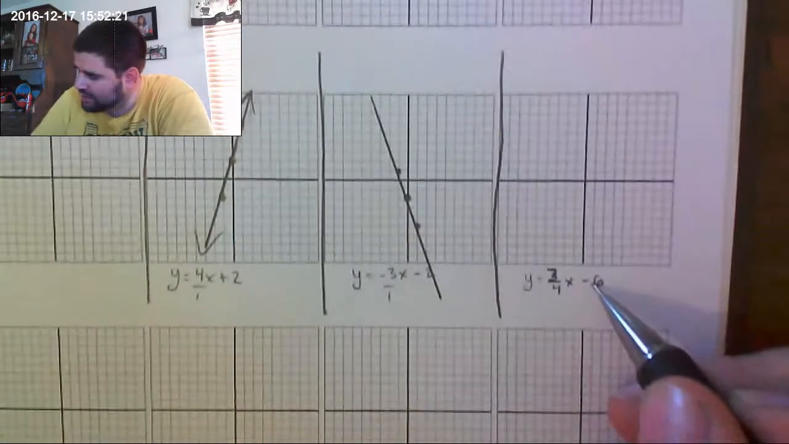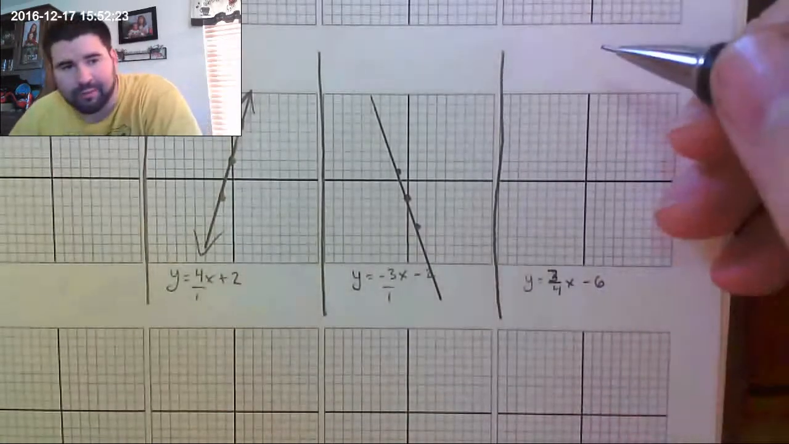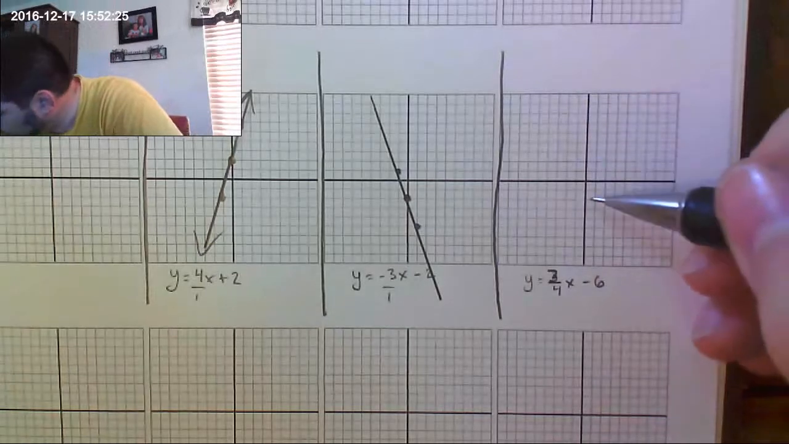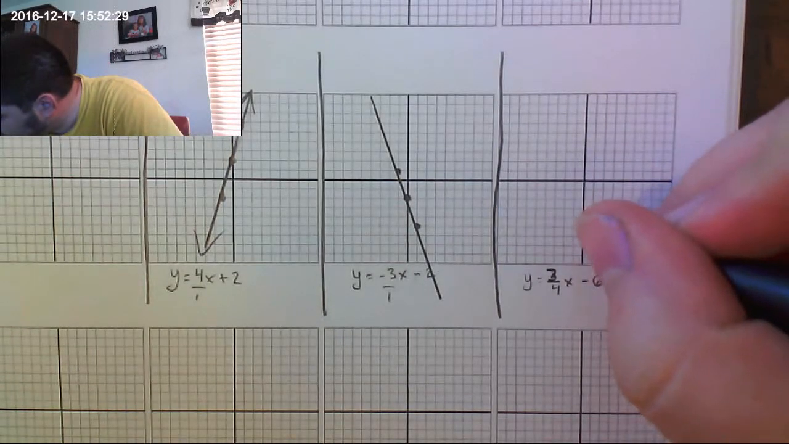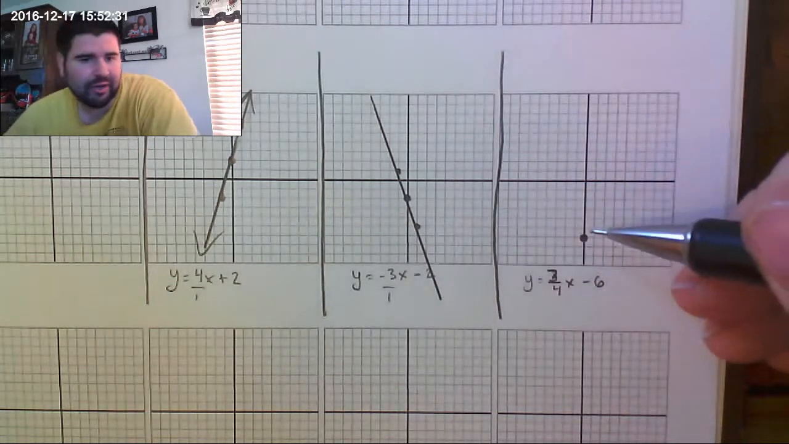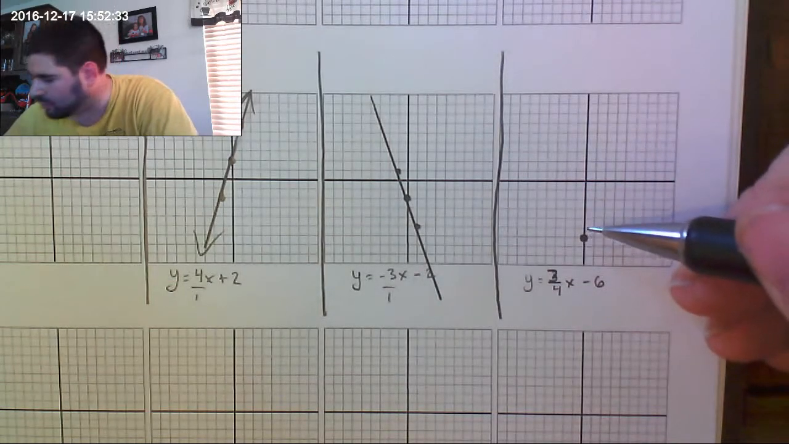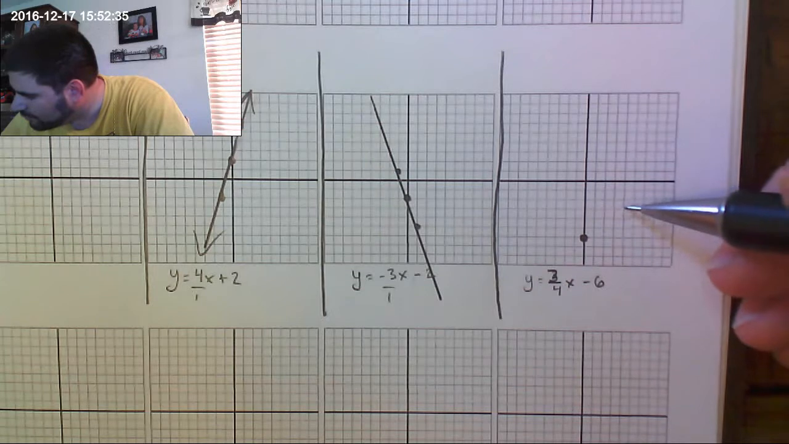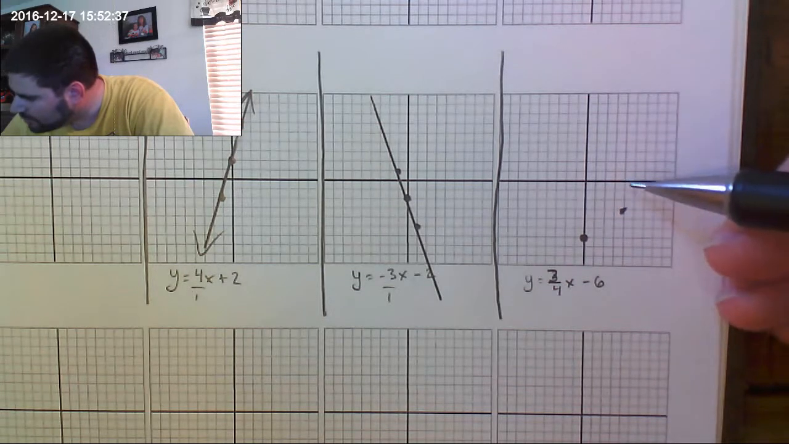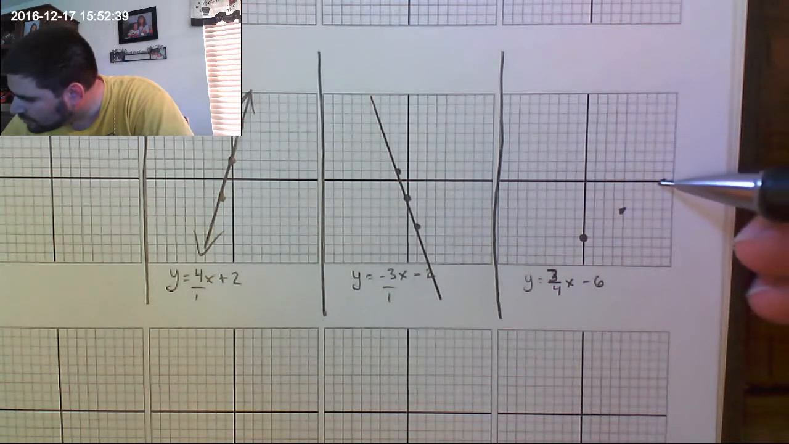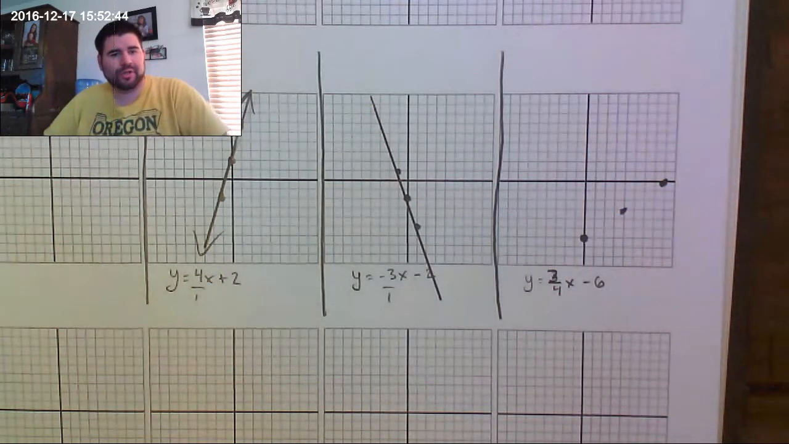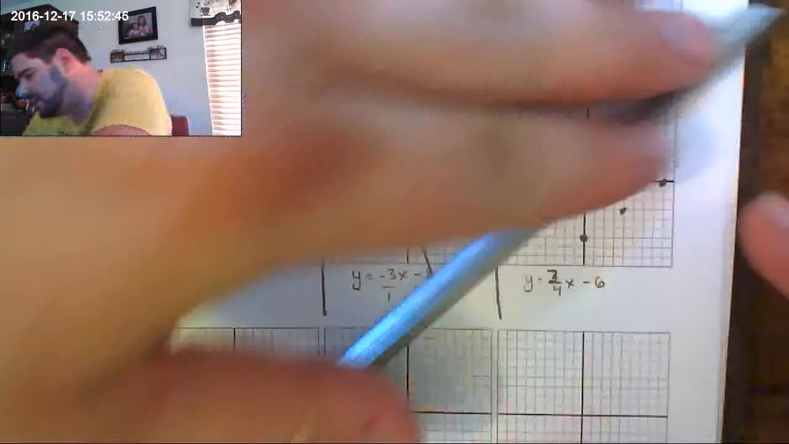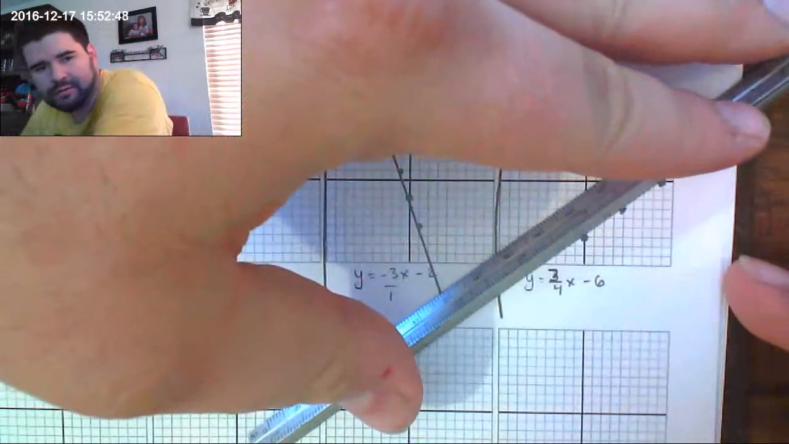So I got -6 here. I'm going to plot that on my y-axis. 1, 2, 3, 4, 5, 6. So that's right there. And I'm going to count up 3 over 4. Up 3 over 4. So there's my points. And I'm just going to take my straight edge again and graph it out. Like so.